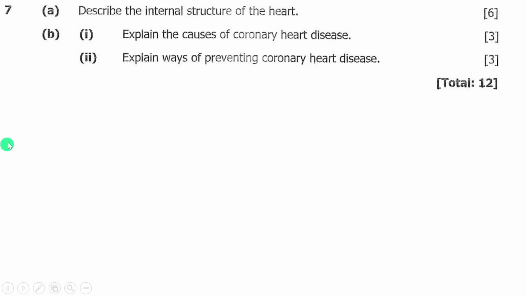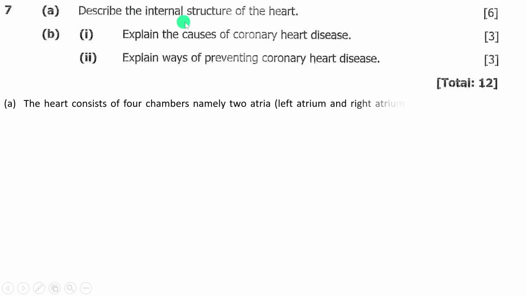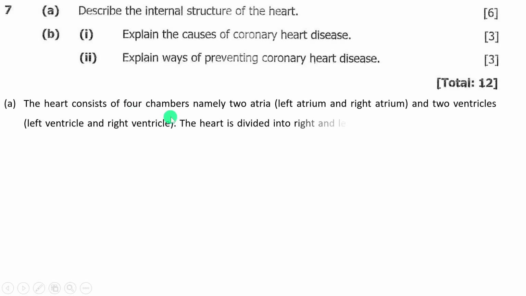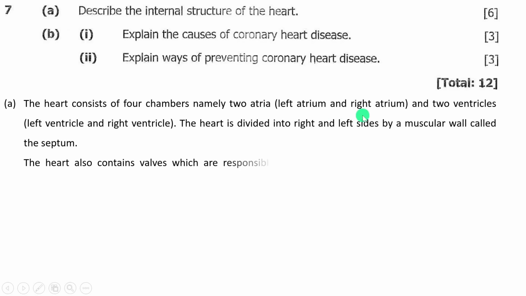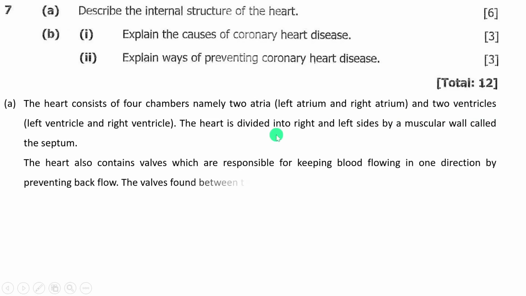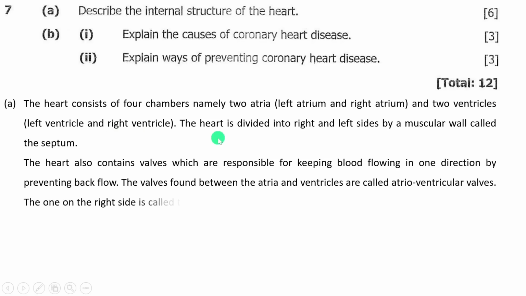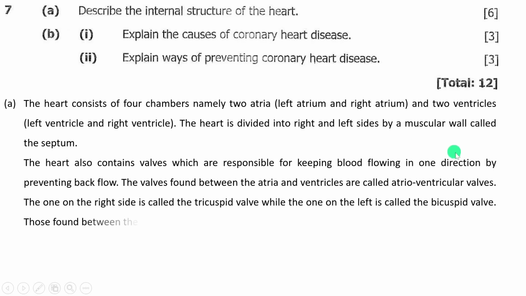So we are going to start with A here. We are going to describe the structure of the heart. Here we are saying the heart consists of 4 chambers, namely 2 atria, which are the left atrium and right atrium, and 2 ventricles, which are the left ventricle and right ventricle. The heart is divided into right and left sides by a muscular wall called the septum.